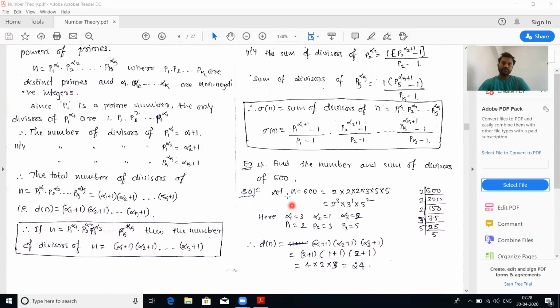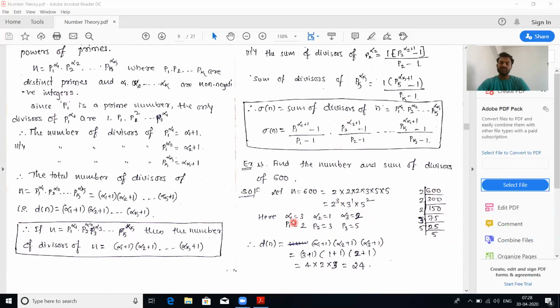See, we have taken an example here. Find the number and sum of divisors of 600. The number 600 is given, and we need to find the number and sum of its divisors. So first we need to express 600 in standard form. We get that 600 is equal to 2 cube into 3 raised to 1 into 5 square. I have given the factorization also.